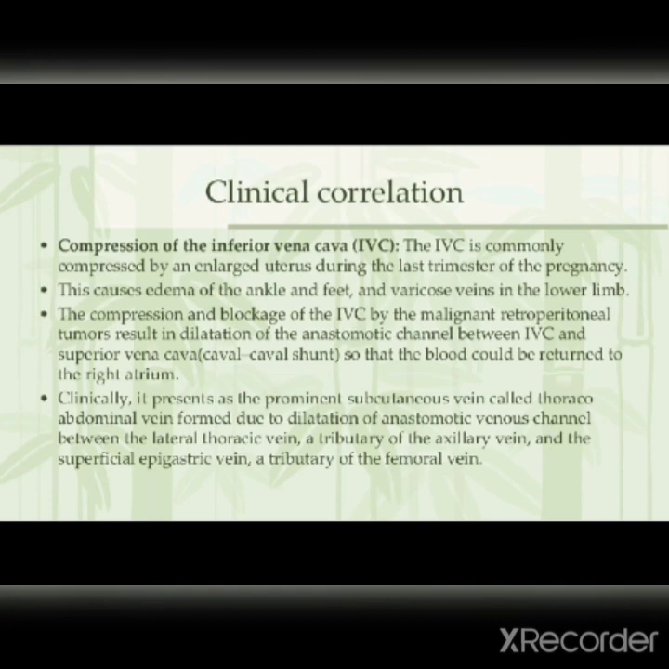Okay, so this is the clinical anatomy related to the posterior abdominal wall: the aortic aneurysm, the psoas abscess, and the compression of the inferior vena cava. I think that's all about the posterior abdominal wall. Okay, thank you.